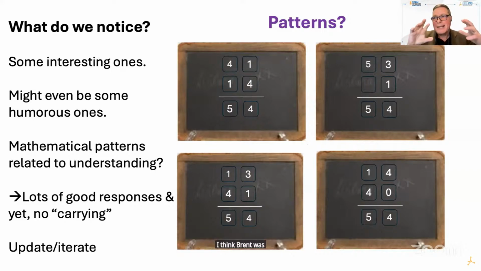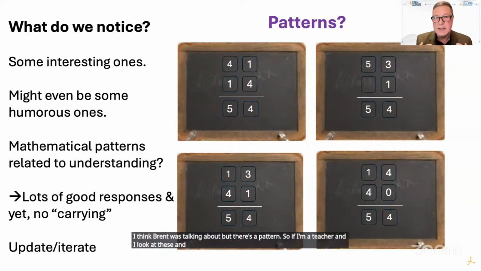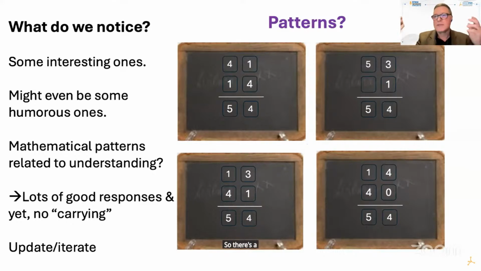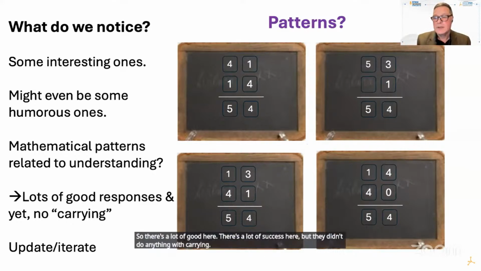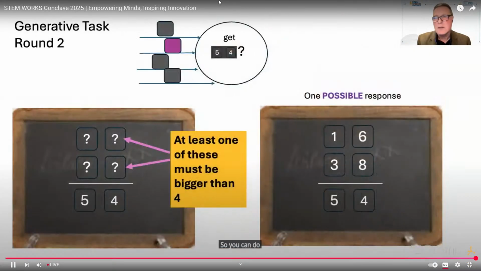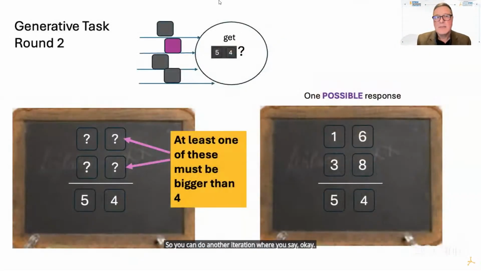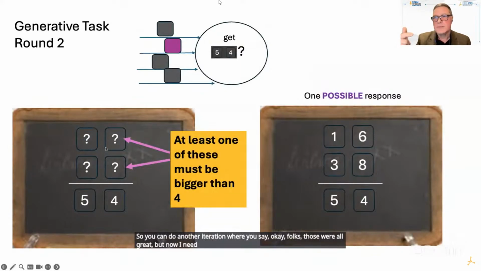But there's a pattern. So if I'm a teacher and I look at these and I teach this stuff day in and day out, there's something that's missing. So there's a lot of good here. There's a lot of success here, but they didn't do anything with carrying. So you can do another iteration where you say, okay, folks, those were all great, but now I need at least one of the numbers in the first column to be bigger than 4.